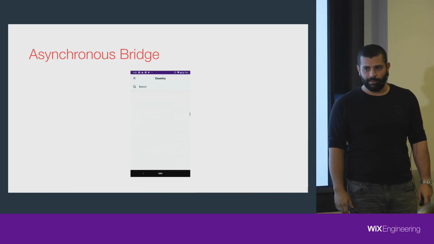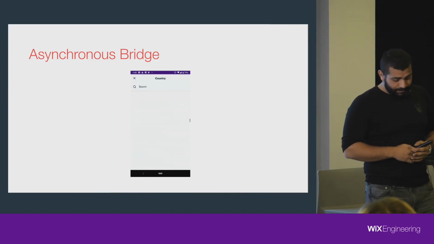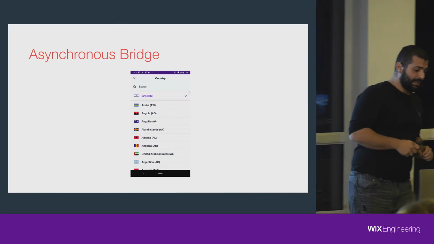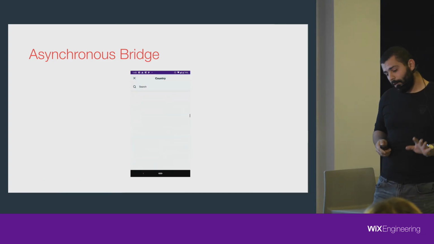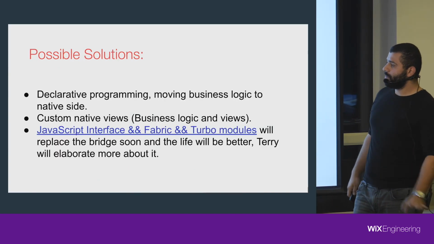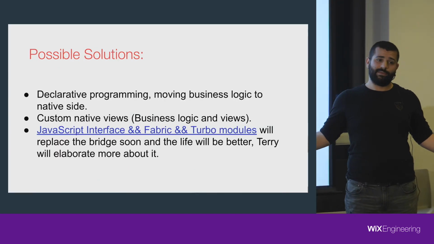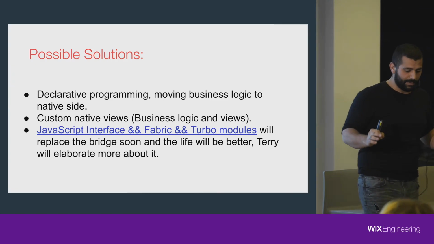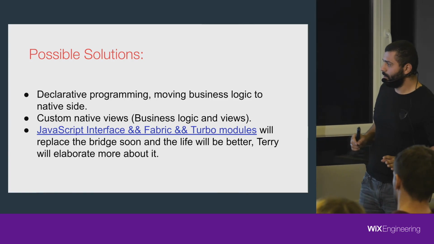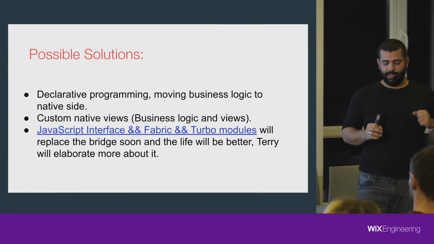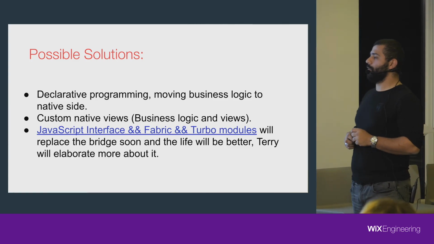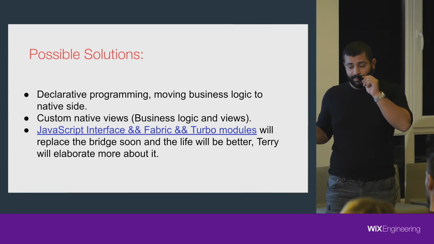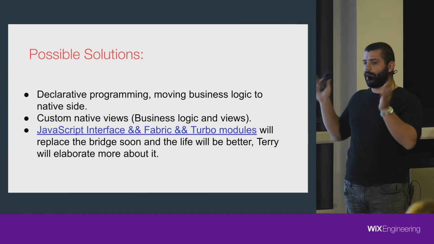So what is going on? This issue is actually hard to figure out. So how did we overcome it? You have a couple of solutions. First, declarative programming, so moving the business logic to the native side, if it's possible. Moving it there will save you a lot of headaches, and it's not that hard to move the business logic there. Maybe write your custom views natively and put the native logic and view there.